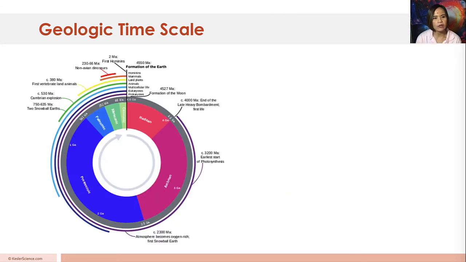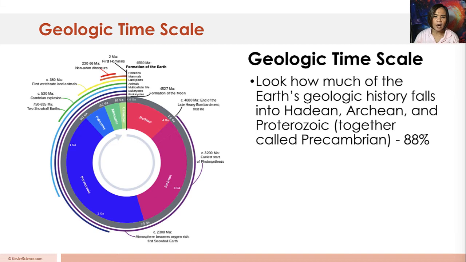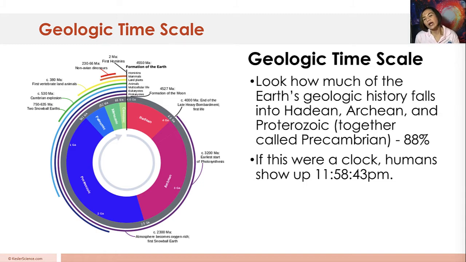Now, as you can see here on this wheel diagram, much of the Earth's geologic history falls under Hadean, Archean, and Paleozoic. So it's over here, the pink one and the blue one. Most of the Earth's history falls under that, about 88%. The rest of it is pretty much just a piece of the whole pie. And if this were actually a clock, humans showed up at around 11:58 p.m., if we compare it to a clock, like I mentioned.